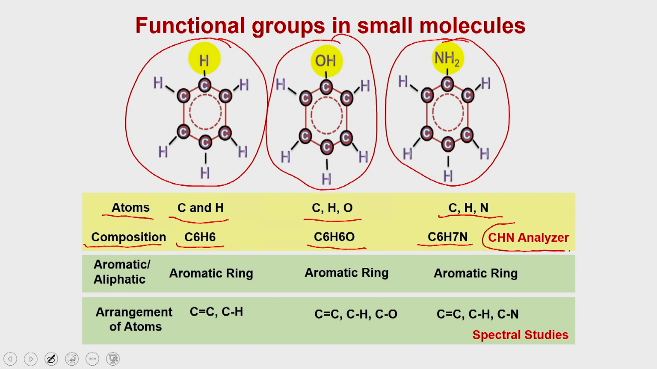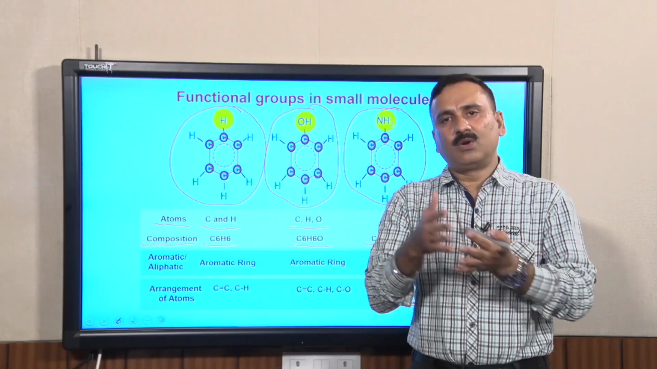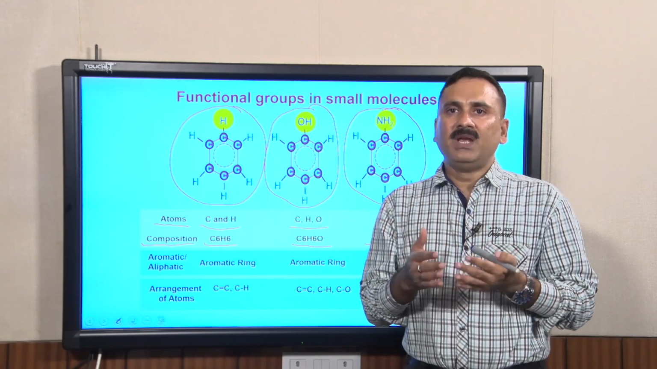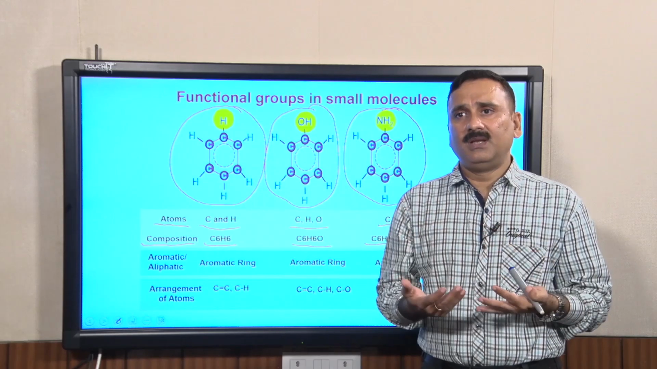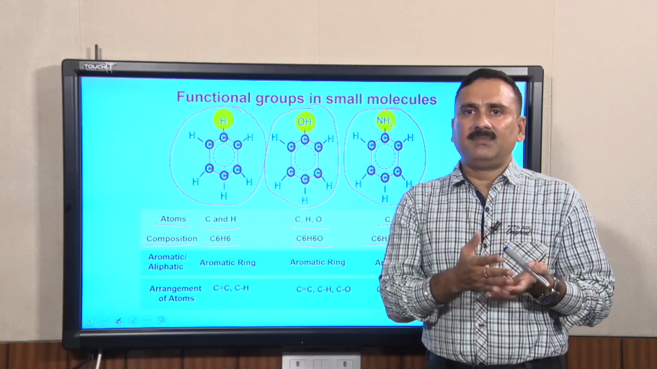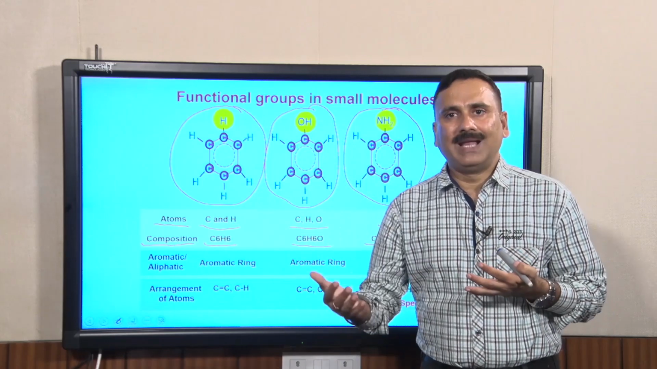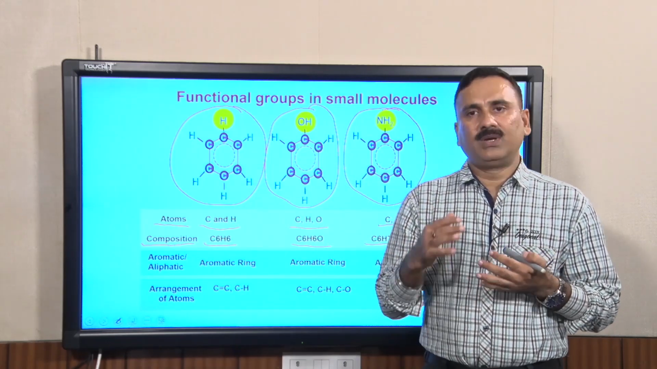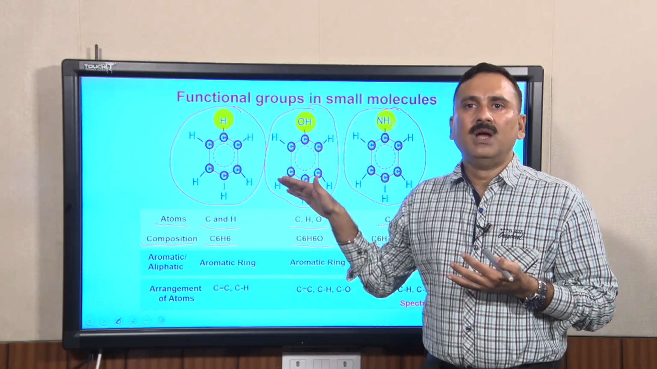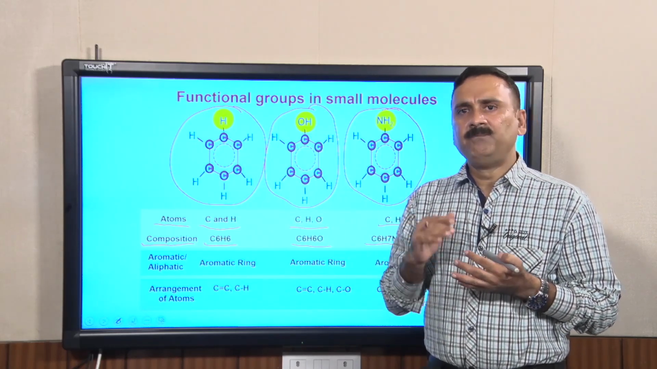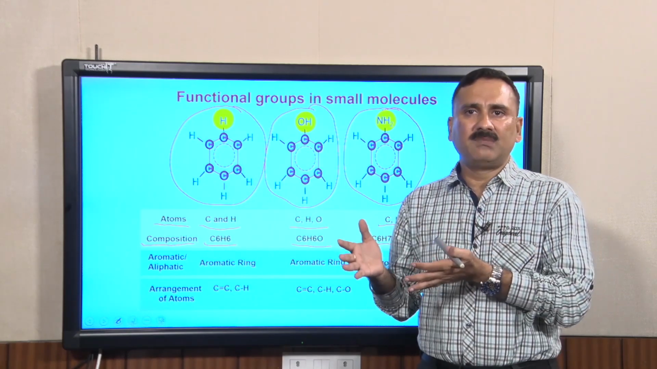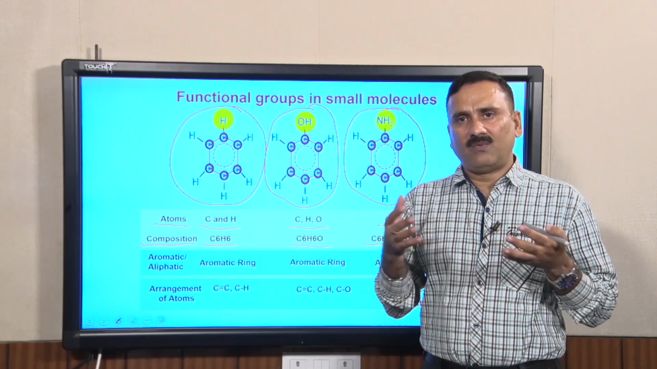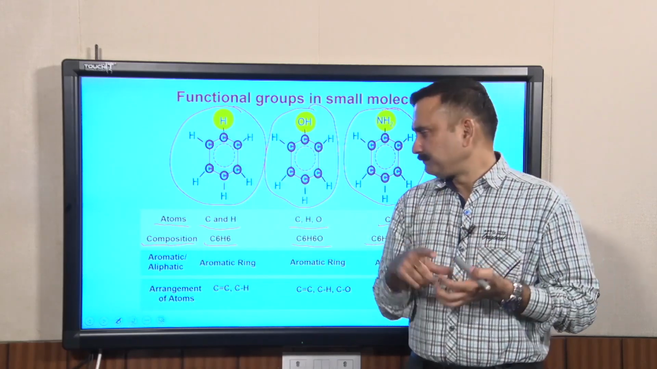You can do this simply by giving your compound to the CHN analyzer. If you give your compound to the CHN analyzer, it will tell you the percentage of carbon, hydrogen and nitrogen present inside your compound. Depending on the presence of these atoms, you can calculate the empirical formula and deduce which different atoms are present in your compound. For CHN analysis, you might have to give 1 milligram to 5 milligrams of your compound, depending on the number of atoms and other groups present.